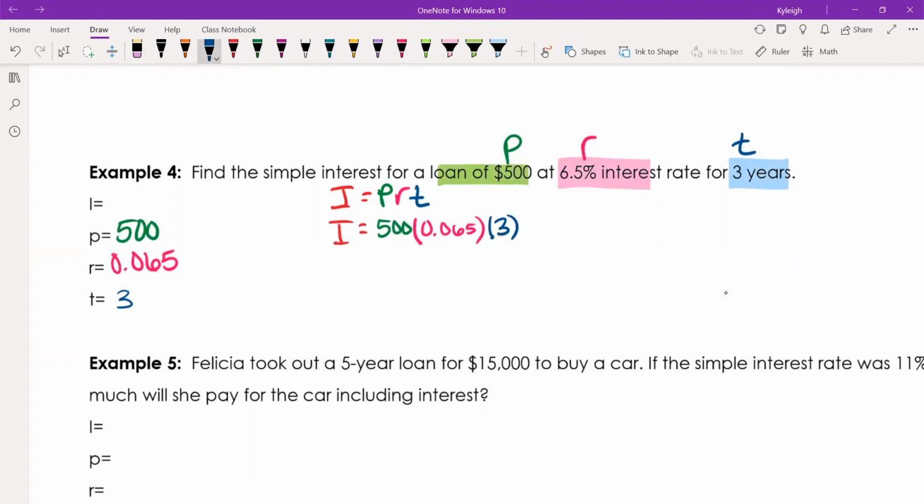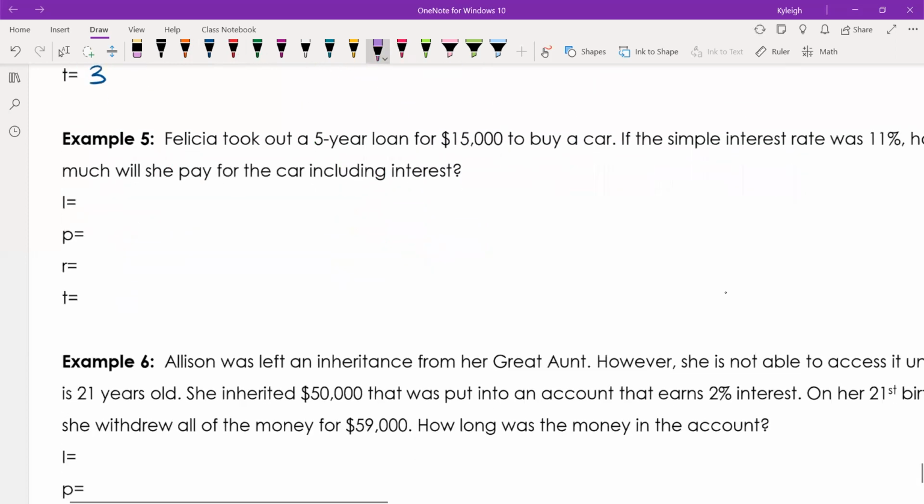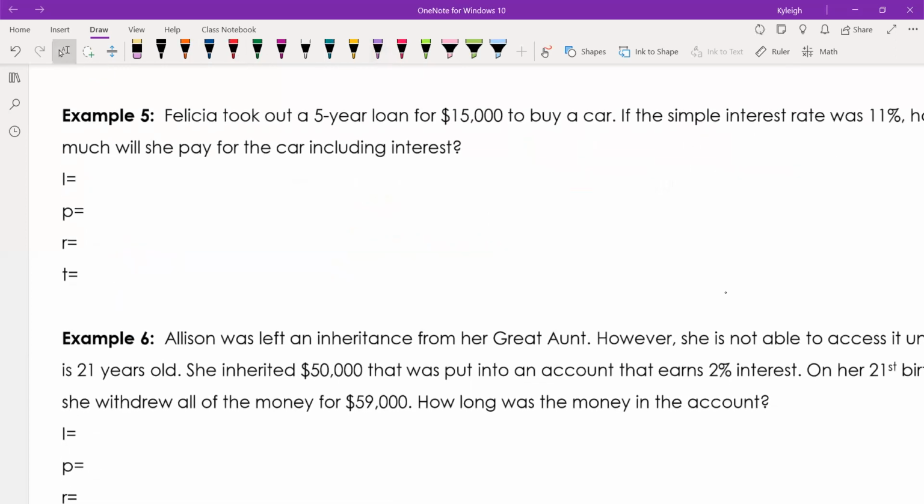So now let's plug that into the calculator. 500 times 0.065 times 3. And think about what you get when you do that, and it should be money. I got 97.5. Remember, money, we need to add that 0 at the end, right? Make it 97.50. All right. I want you to try example 5. Okay, so start with example 5 right now.